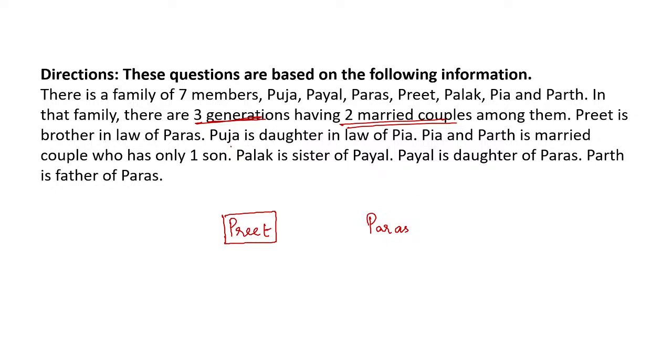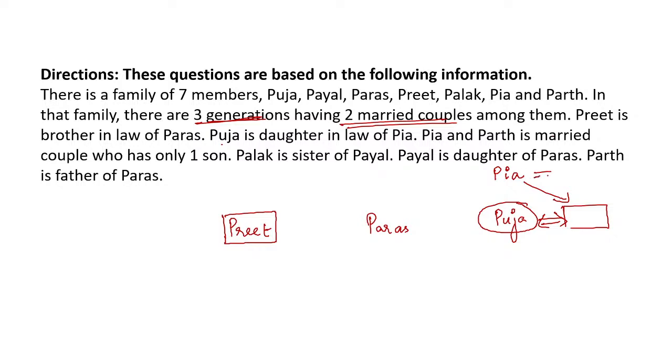Now coming to the next statement, Pooja is the daughter-in-law of Pia. Okay, Pooja is the daughter-in-law, right? So she comes in the 2nd generation. Daughter-in-law means she's a female gender of Pia. Okay, done. Which means Pia has a son, and that son is married to Pooja. Okay, this is how it means. Yes, next question. Pia and Parth is married couple who has only one son.